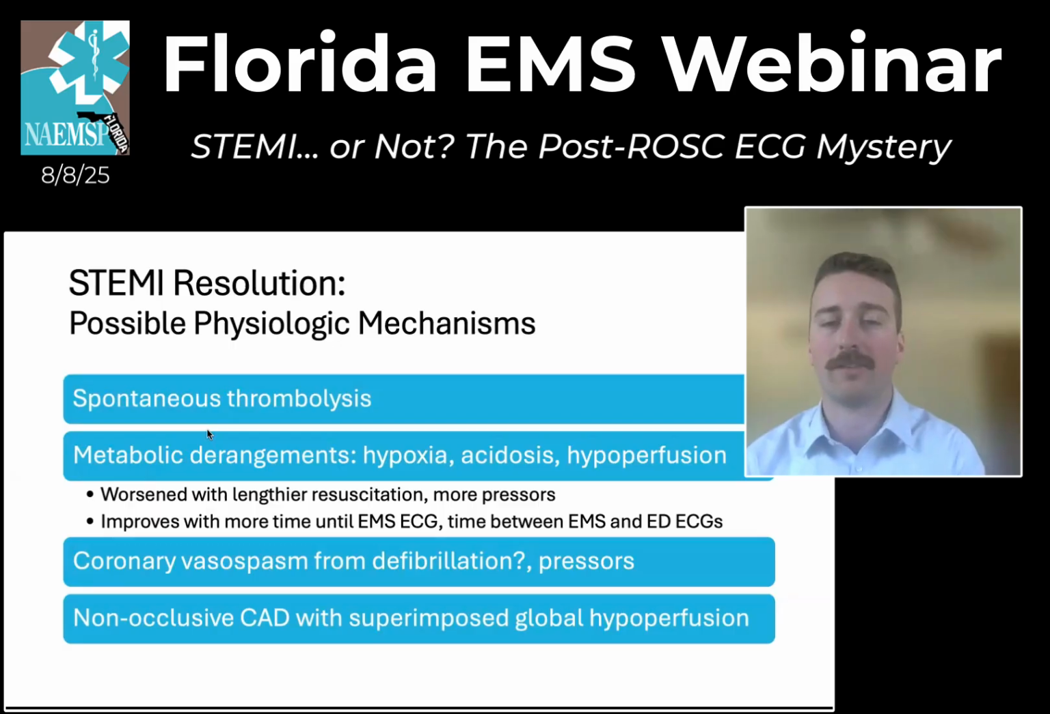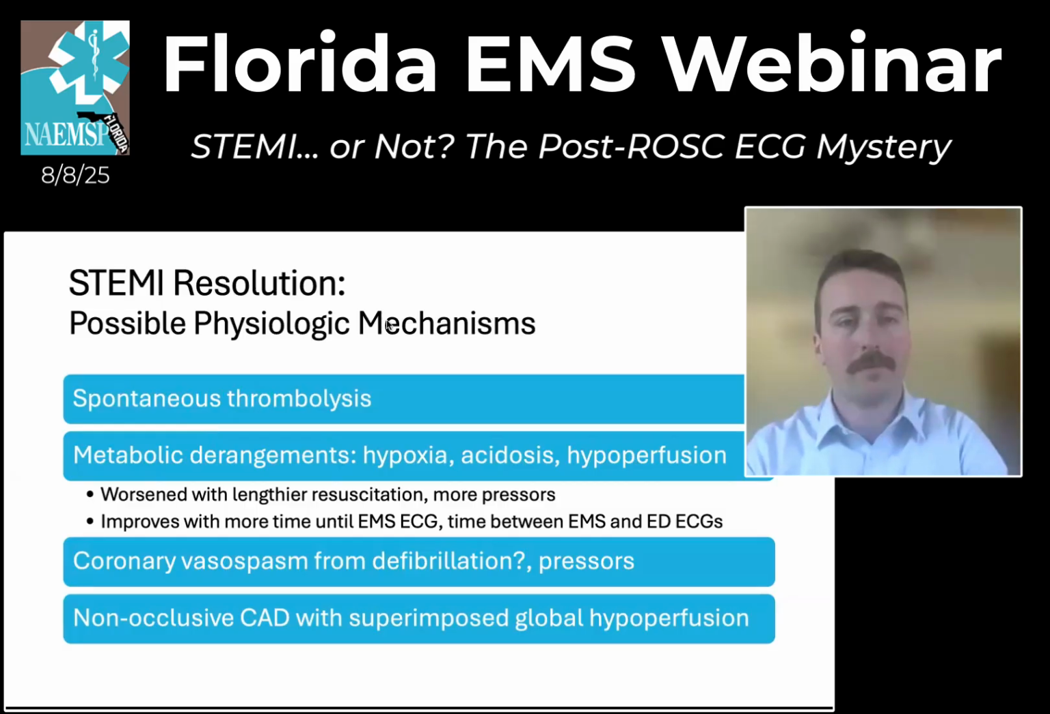Coronary vasospasm is also possible, maybe from defibrillation. However, we really didn't see a signal for defibrillation among our STEMI patients. But similarly, we did for our pressors, the epi dosing, the norepi administration after ROSC. There may be an element of vasoconstriction supporting that. And it's also possible that some of these patients may have had non-occlusive coronary artery disease, and then with the superimposed global hypoperfusion from an arrest, you may see some localized ischemic changes on the EKG and sort of normalize back to a non-ischemic EKG.